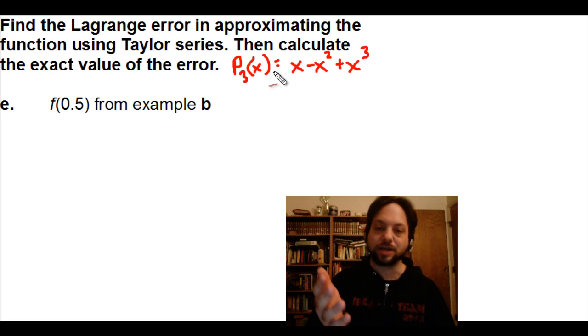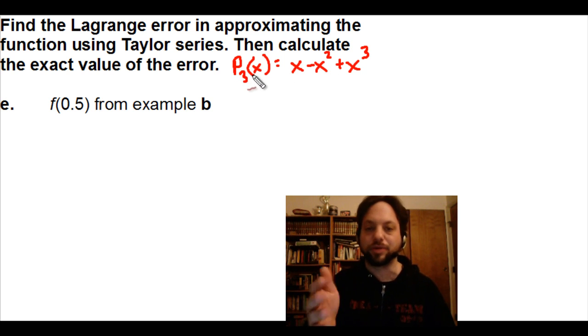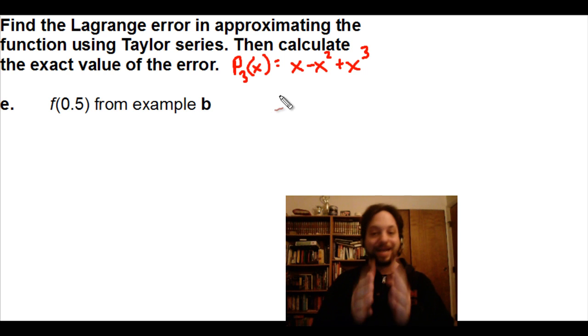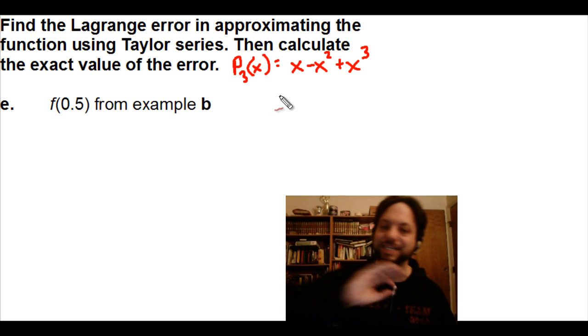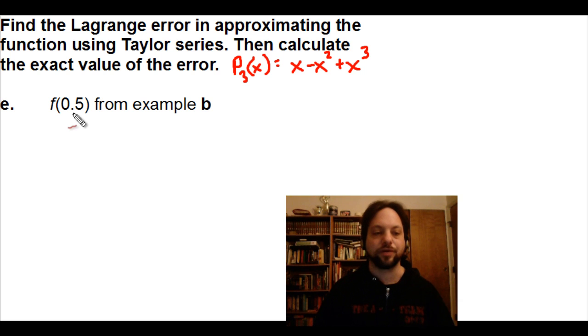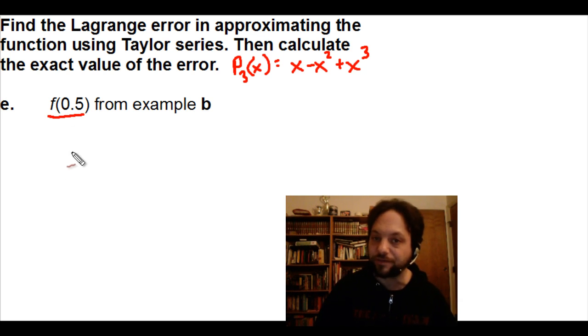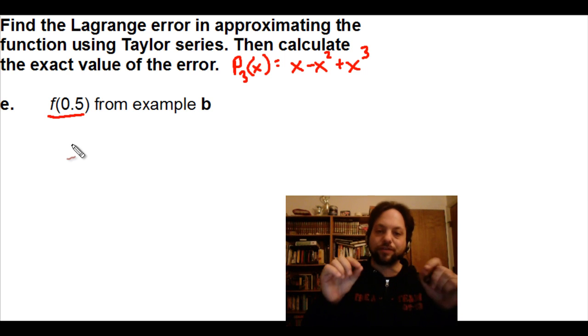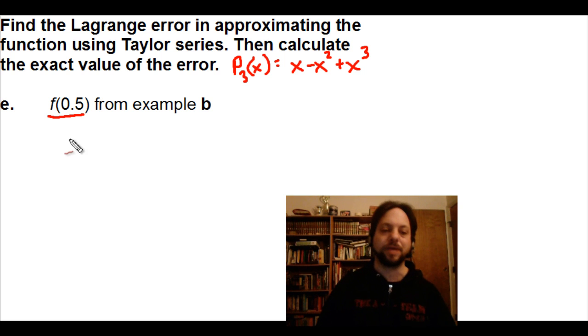Of course, the approximation at 0, p sub 3 of 0 equals 0. And if you go back to the original function, f of 0 equals 0. So at x equals 0, this approximation is exactly correct. However, if we want to look where x is 0.5, how much error will there be at that point? Of course, the further we go away from 0, the more and more error there will be.